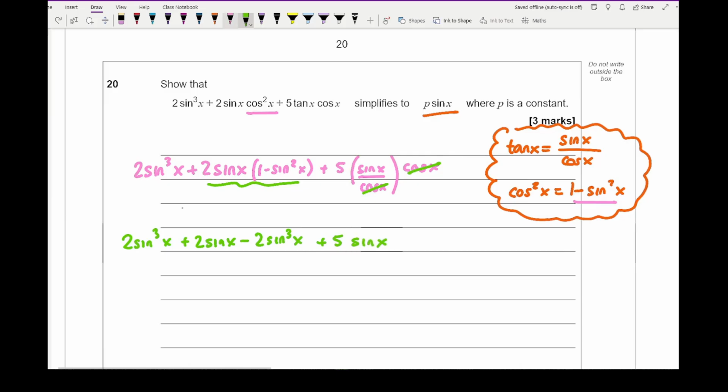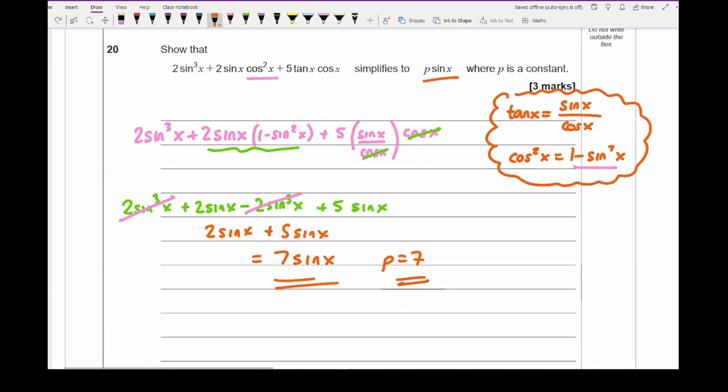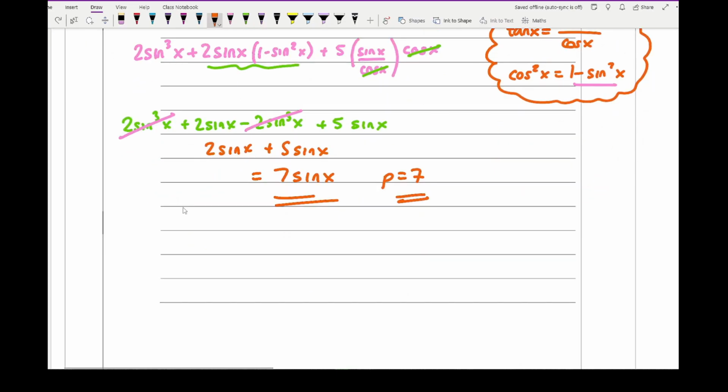Now from this, the 2 sine cubed x cancel out, so all I'm left with is 2 sine x plus 5 sine x, which simplifies to give me 7 sine x, which therefore means that p equals 7. You don't need to write p equals 7. This would be your final answer because I just want to write it in the form of something multiplied by sine x.